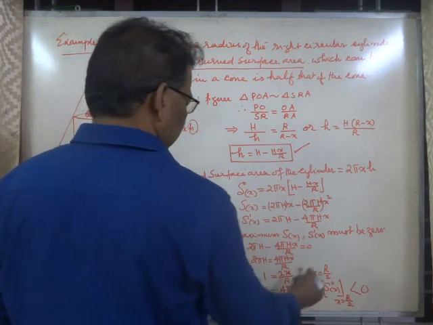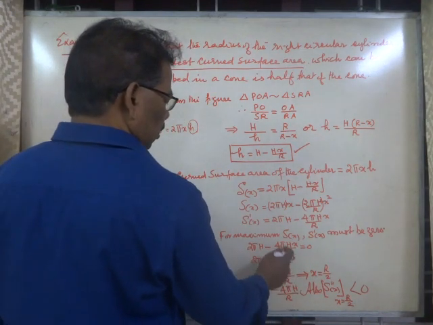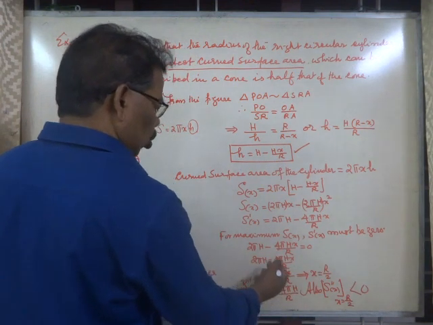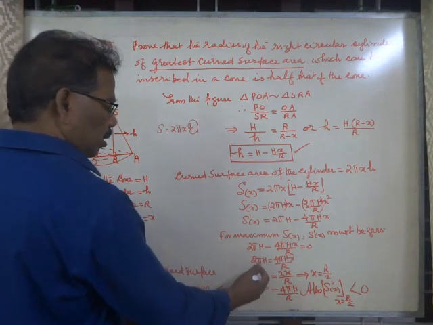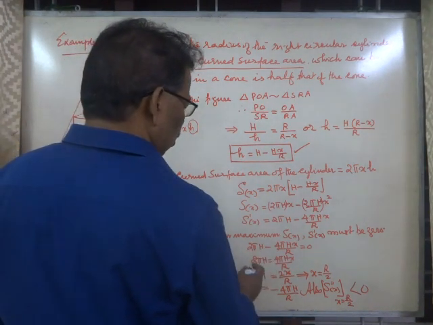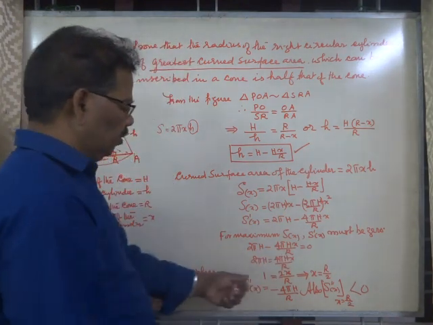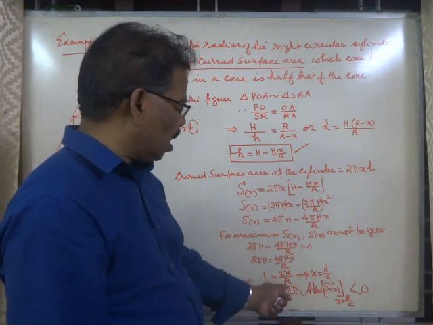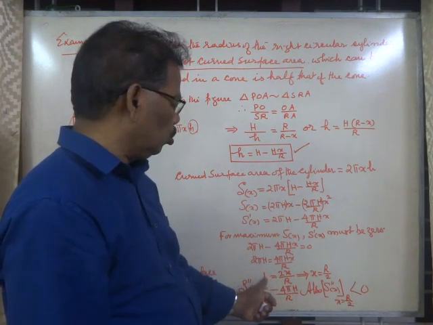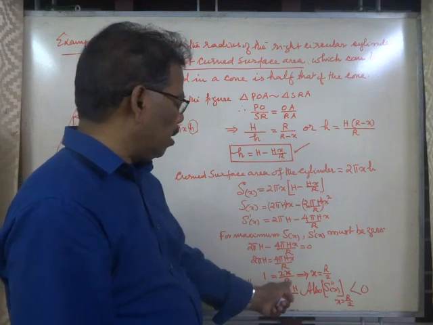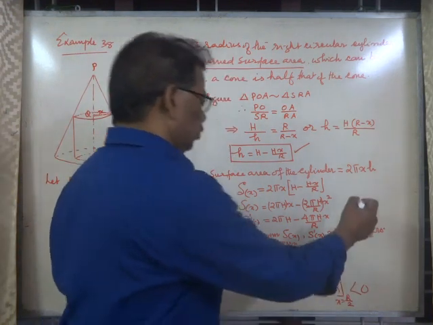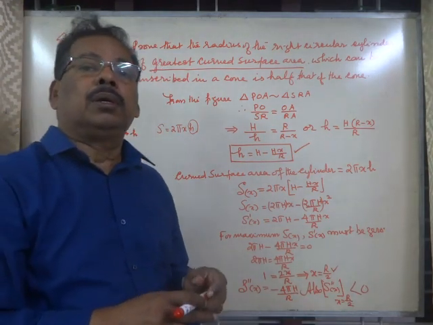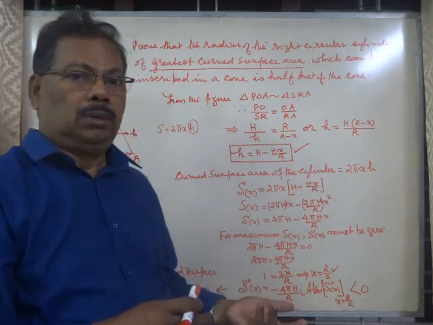Now, on simplification, this second term is taken to the right and we divide by 2 pi H on the left. It is only 1 on the left and 2x by R on the right. That means R is equal to 2x or x is equal to R by 2. Now, we have to ensure it to be a point of maximum.